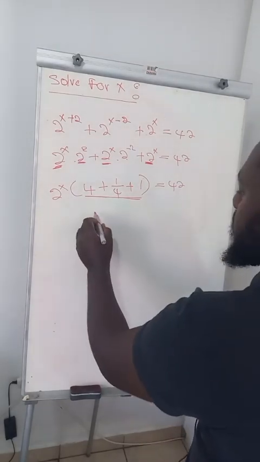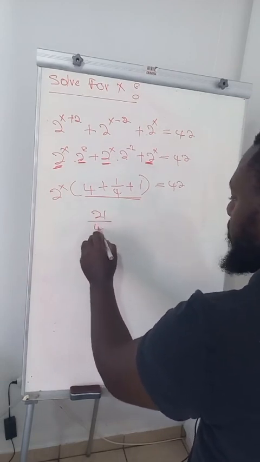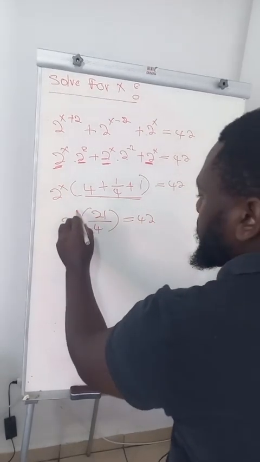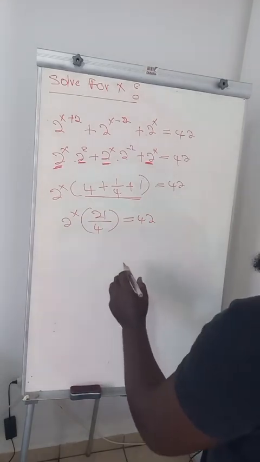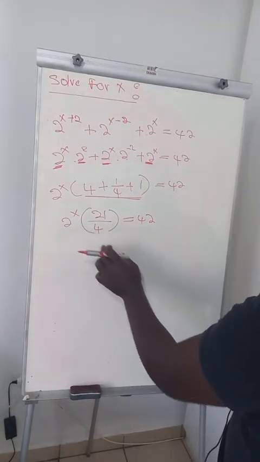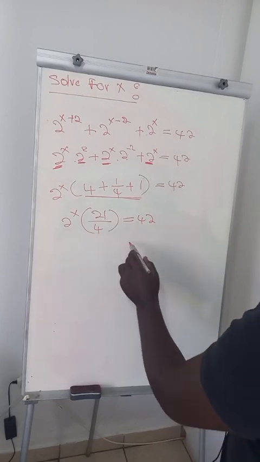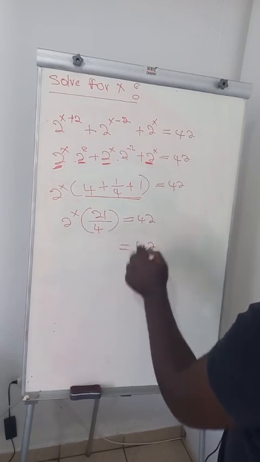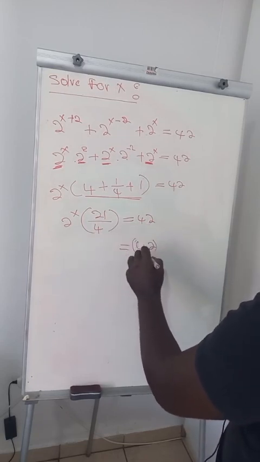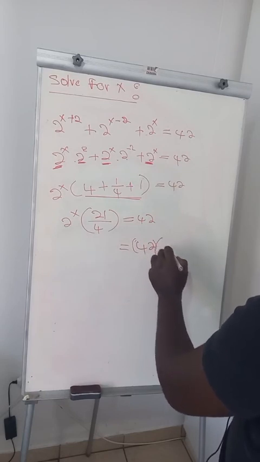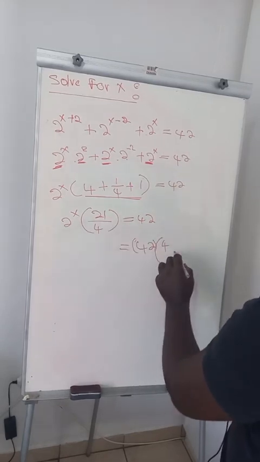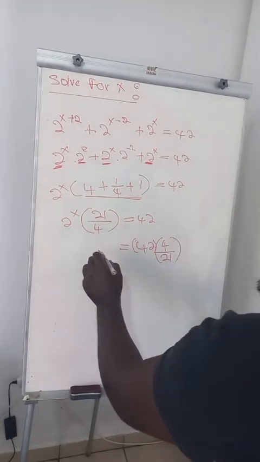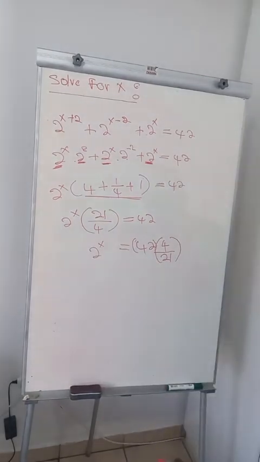Here you'll get 21 divided by 4, and then it's equals to 42, and then here to be 2 to the power of x. So in this case now, you can take this and then take it to the right. By taking it to the right, you'll say 42 multiplied by 4, divided by 21. So it will be something like this. So here you'll be left with 2 to the power of x.